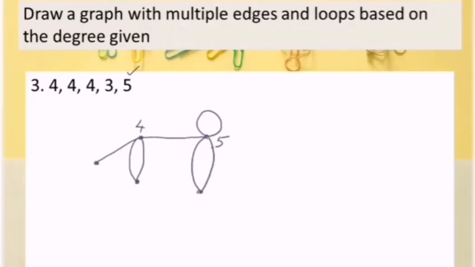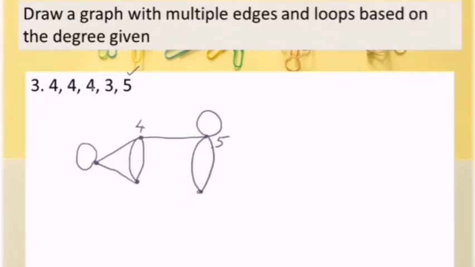So how many vertices already? 1, 2, 3, 4, 5. Okay, enough. So now I continue, 1, 2, 3. So for this vertex, I count first. 1, 2, 2 only. I can draw a loop. So 1, 2, 3, 4. Okay, here 1, 2, 3.